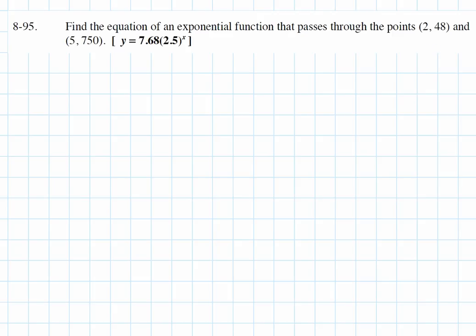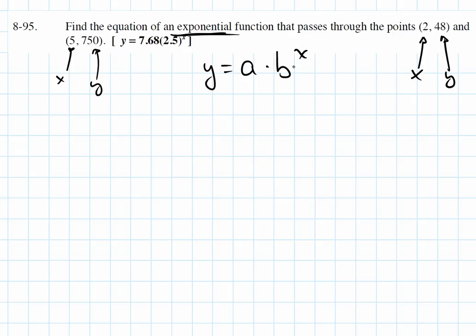We're given 2 points, and each one of these points has an x value and a y value. That's true over here too. There's a point with an x value and a y value. And we're also fitting things. It says that it's an exponential function, right? So we've been working with this parent of exponential functions, y equals a times b raised to the x power.